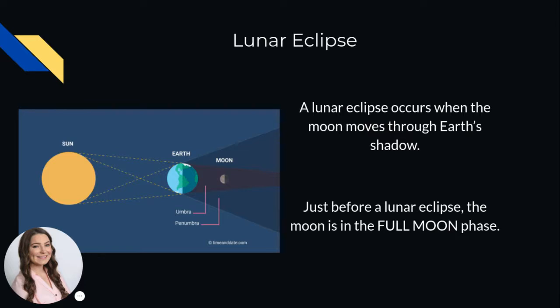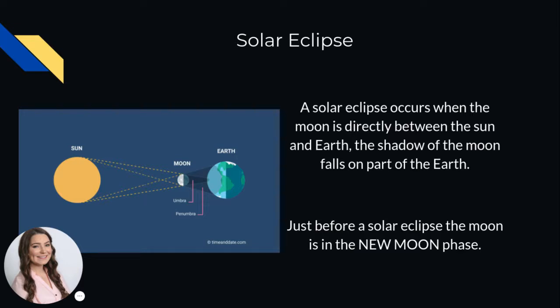A lunar eclipse occurs when the moon moves through the Earth's shadow. Just before a lunar eclipse, the moon is in the full moon phase. A solar eclipse occurs when the moon is directly between the sun and Earth. The shadow of the moon falls on part of the Earth. Just before a solar eclipse, the moon is in the new moon phase.